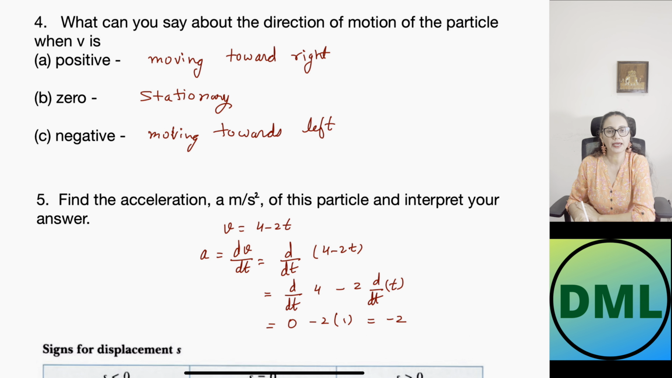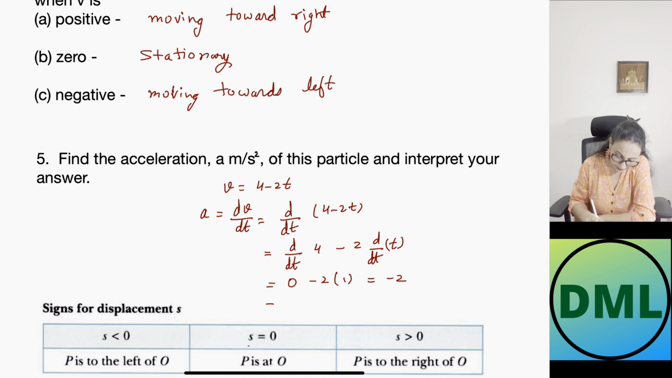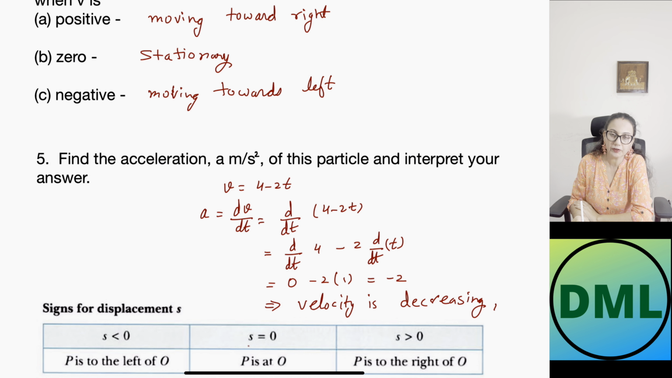In this case, my acceleration is negative. What does it show you when your acceleration is negative? When your acceleration is negative, this shows you that your velocity is decreasing. This interprets that velocity is decreasing. That will be your answer.